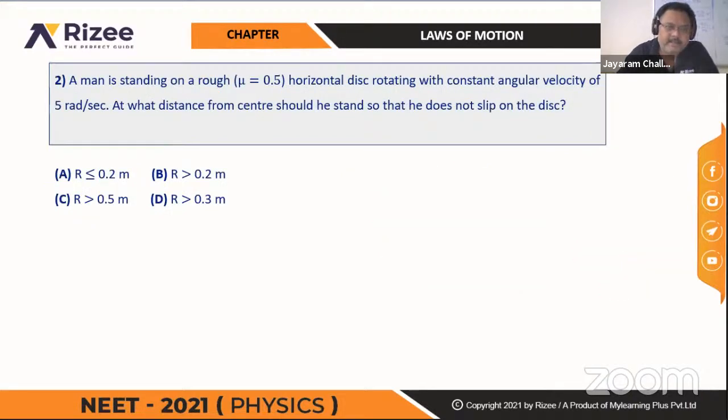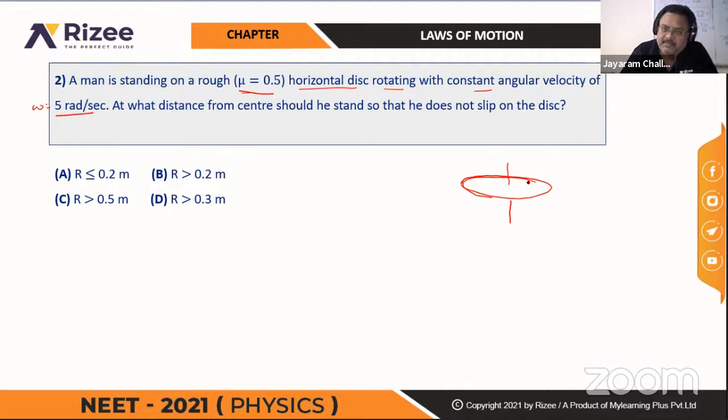A man is standing on a rough horizontal disc, rotating with a constant angular velocity of omega. At what distance from the center should he stand so that he does not slip on the disc? So a person or a block or whatever may be the case, is on a disc on the rotating platform like this.